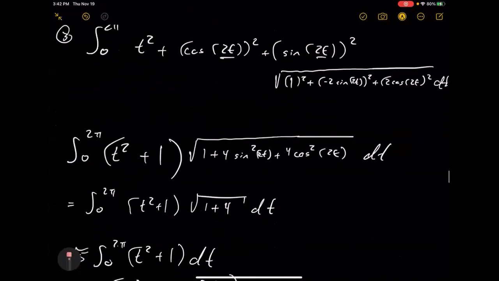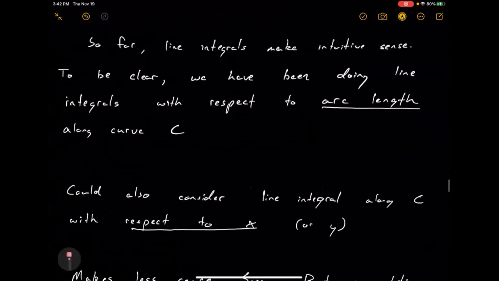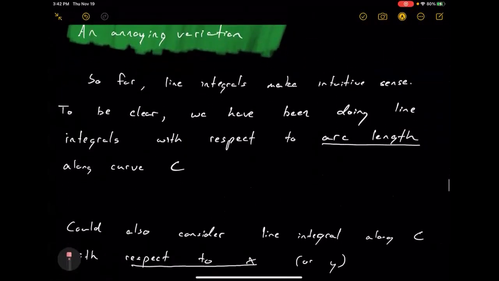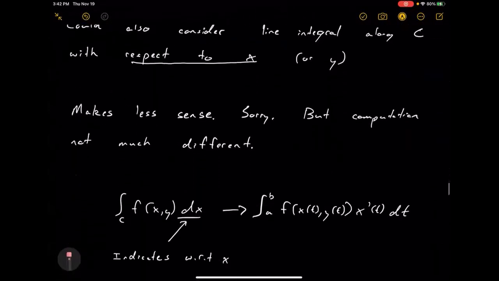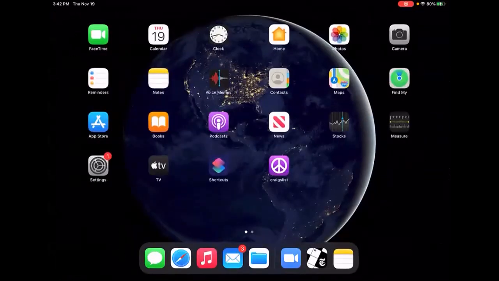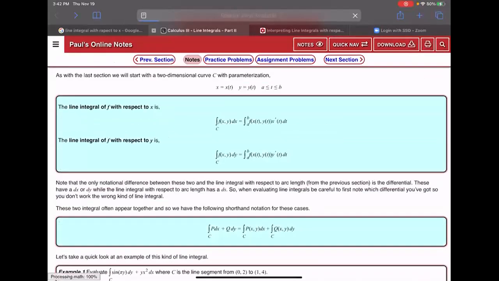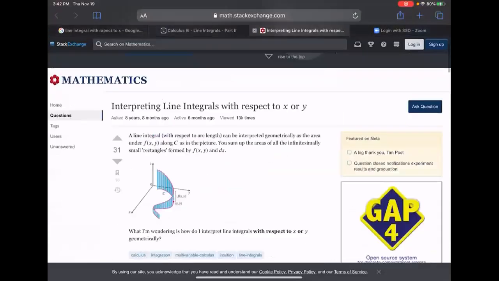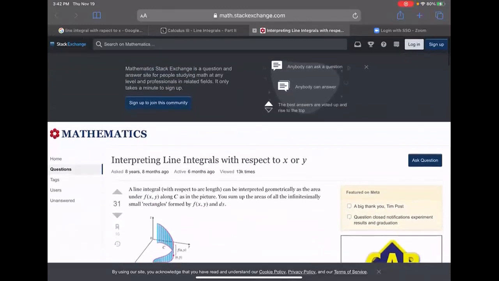This is something I don't have a super good grasp on, so I looked, and you might notice the textbook doesn't give any kind of intuition about what is going on here. So what are these line integrals with respect to x or with respect to y? I did some investigating to try and find some geometric intuition for you guys, and I found something on Mathematics Stack Exchange.